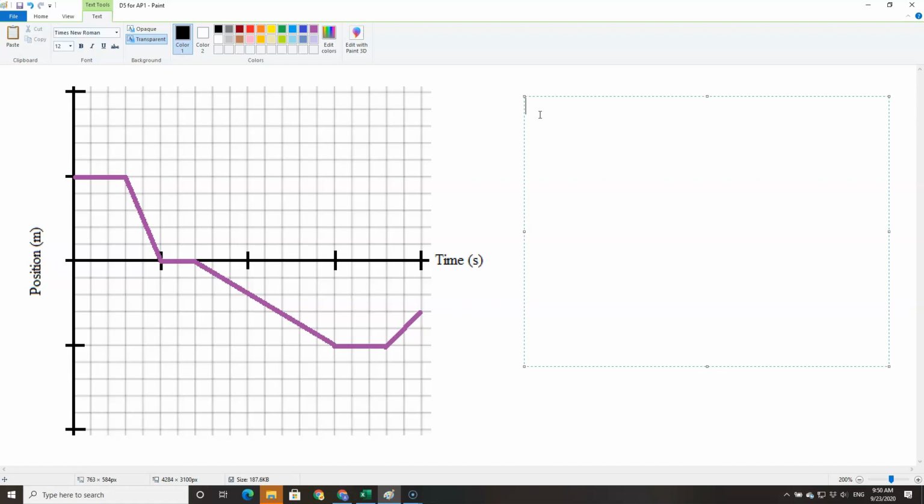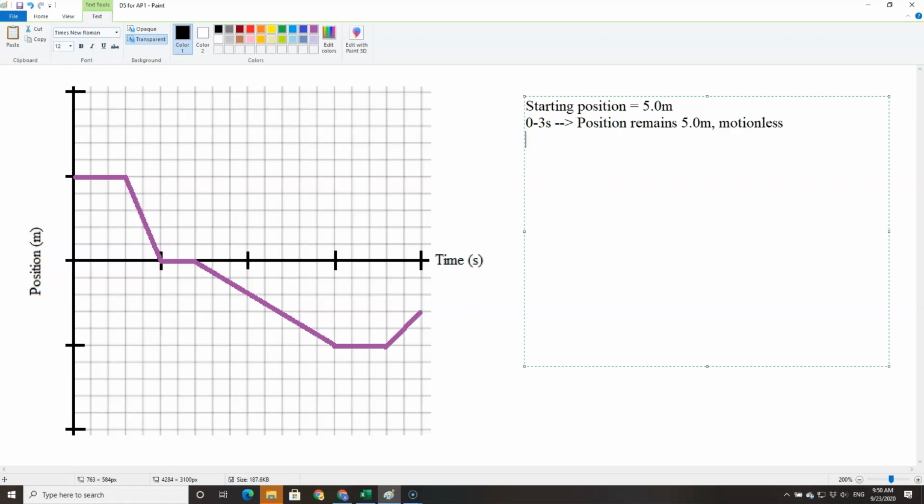So we'll get started with this, and we'll say that the starting position is 5 meters. We see on the y-intercept over here, this is 5 at a time of 0 seconds. The position is at 5 meters, and from 0 to 3 seconds, the position remains 5 meters. Therefore, we can claim that we are motionless.